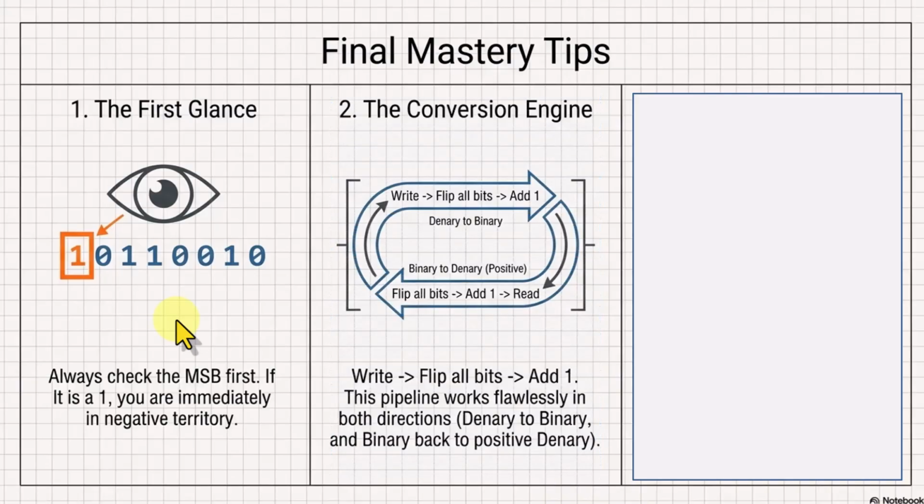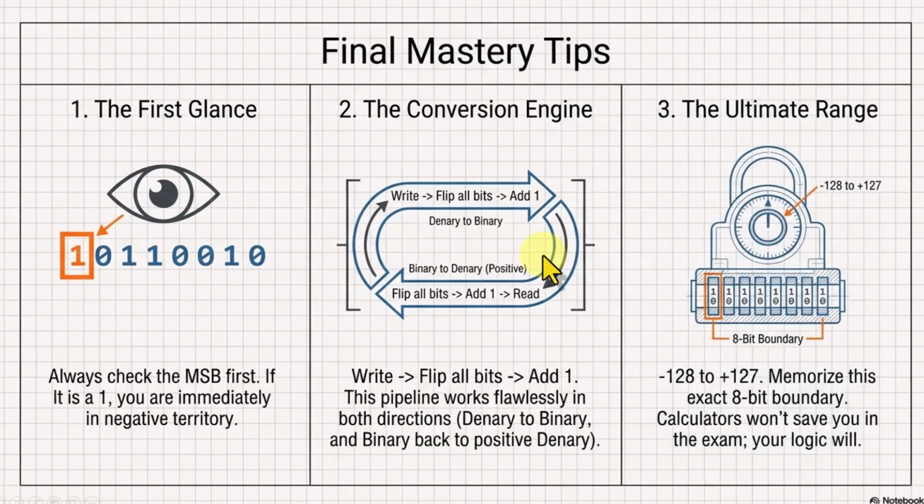And final mastery. At first glance, check the MSB to make sure your number is positive or negative. The next one, the flip engine, or the conversion engine: flip and add 1. That works both ways, changing from denary to binary or binary to denary. We will work some examples on this in the next videos as well. And the ultimate range, negative 128 to 127, that is our range.